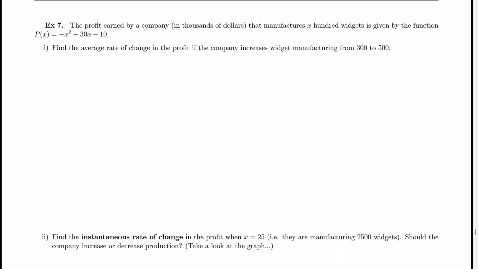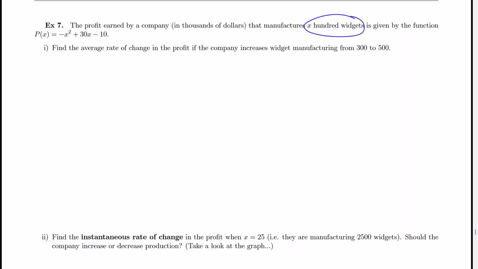The profit earned by a company, in thousands of dollars, that manufactures x hundreds of widgets is given by the function p of x equals -x squared plus 30x minus 100. The first thing I'm going to note is that x is the hundreds of widgets. So if I want to know the profit for making 100 units, I can't plug in 100 into this formula. I need to plug in just 1 if I want to know the profit for making 100 widgets. So that's what they're saying over here.